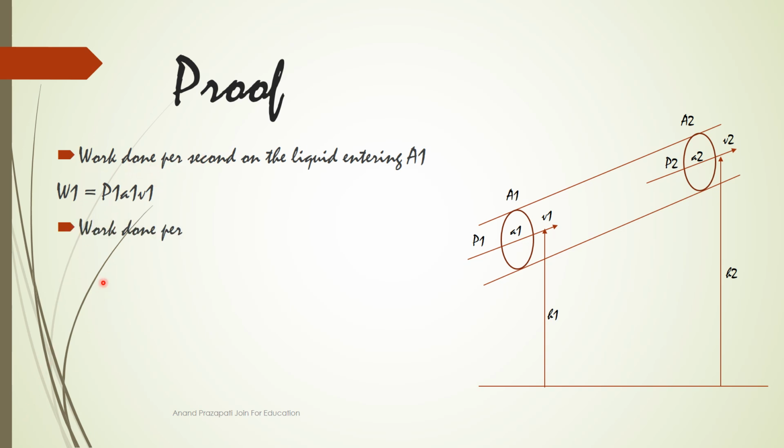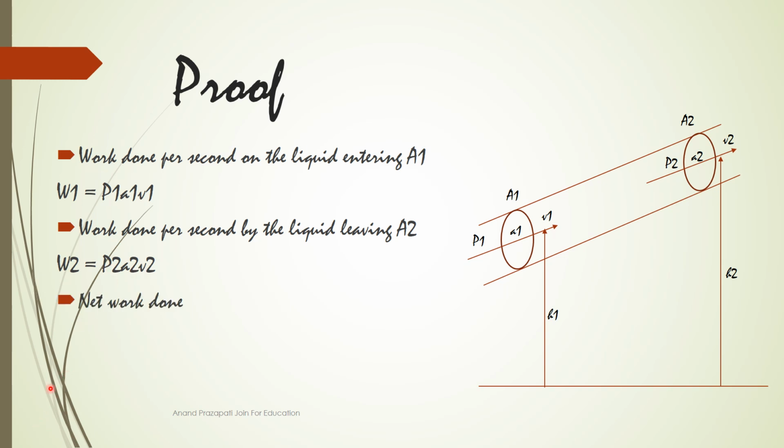Similarly, work done per second by the liquid leaving at A2. So liquid leaves at this point of the pipeline, and this will be P2 A2 V2. Suppose this work done at A2 is W2, so here it will be P2 A2 V2. Hope that there is no problem to understand this one. So net work done on the liquid will be W1 minus W2, where the value of W1 is P1 A1 V1, and W2 is P2 A2 V2.